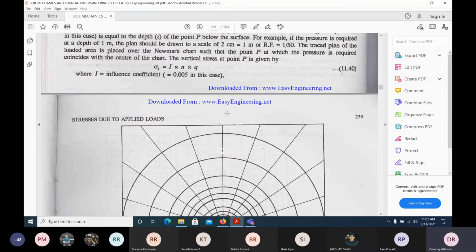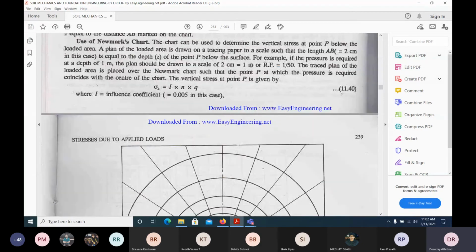Now I want to find the vertical stresses for a different shape, any shape. Then I will bring that shape and keep it on this chart drawing, and then find out how much area it is covering. Intensity we know, and this influence coefficient we know. This is one more technique by which we can find the vertical stresses using this Newmark's chart. That's what you have to remember.